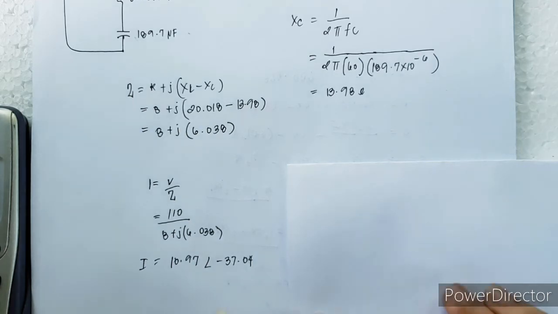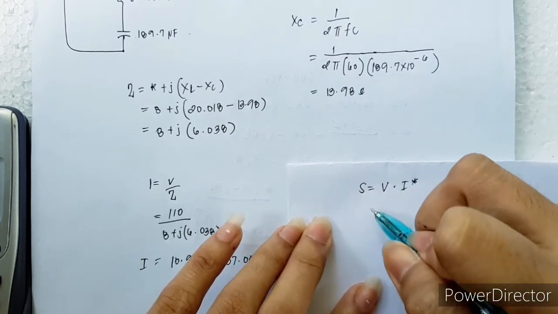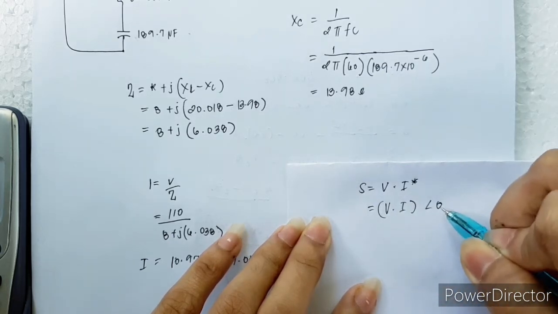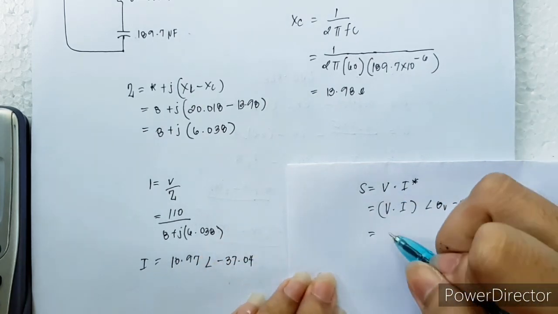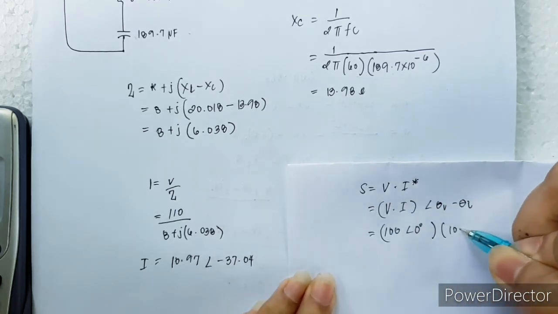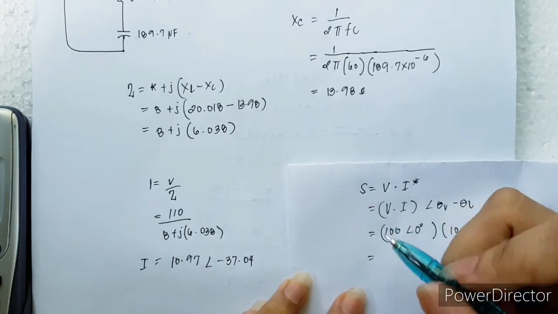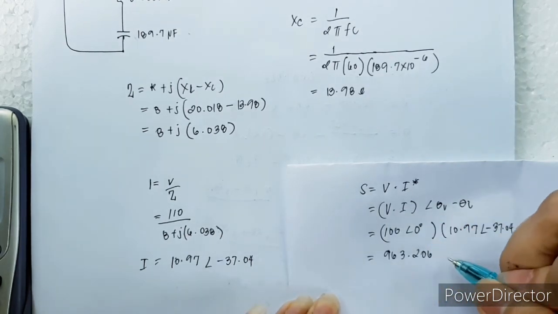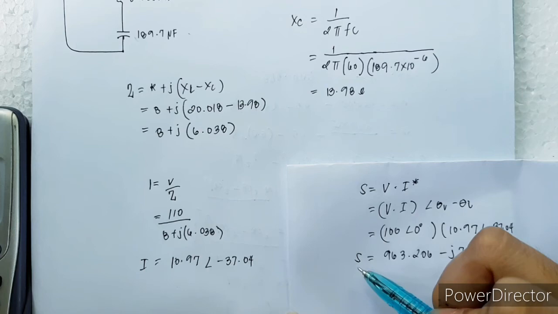Let's try to find the value of the complex power using this formula. S is equal to voltage times the current conjugate. So the magnitudes of the voltage and the current will be multiplied, and then the angle of the voltage and the angle of the current will be added. For the voltage, we have here 110 angle 0 degrees, and for our current, we have 10.97 angle negative 37.04. So for our complex number, we will get 963.206 minus j727. So that is our complex power.